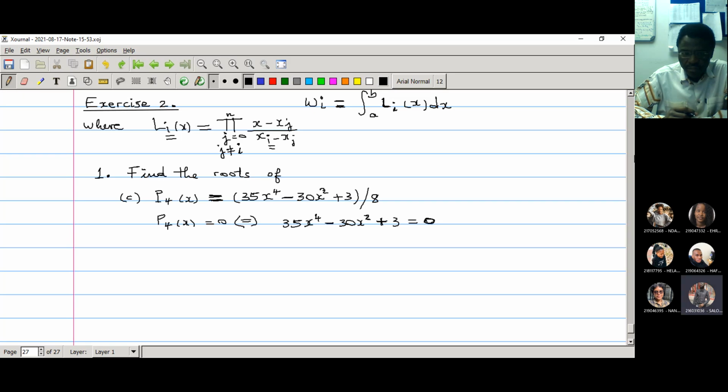I introduced a variable. I said let u be x squared. Very good. So this is the key. So once you do that, the rest should follow. Okay, thank you so much.